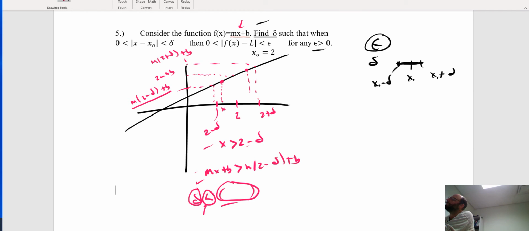So we pick a point. Here's x. Now, you notice x is to the left of 2 plus delta. That means x is less than 2 plus delta. Also notice the function is smaller than this value, which means our function mx plus b is less than m times 2 plus delta plus b.